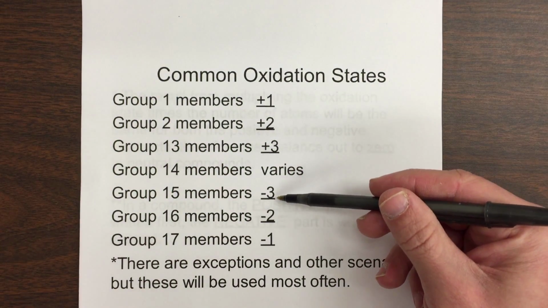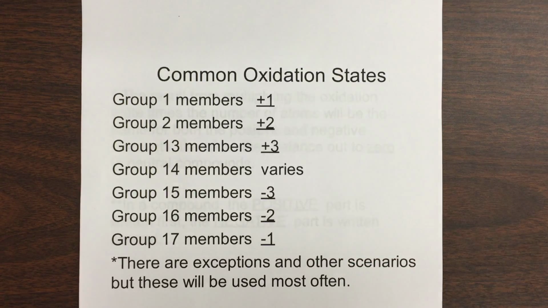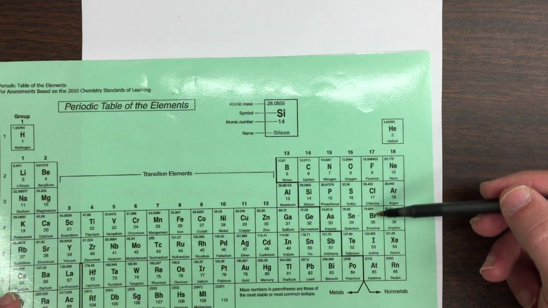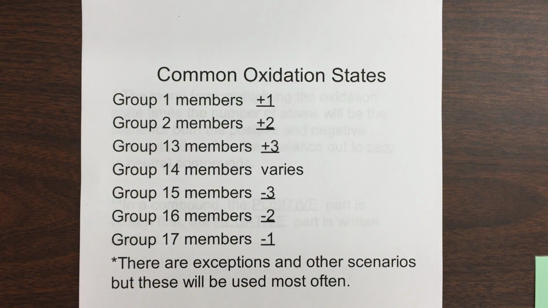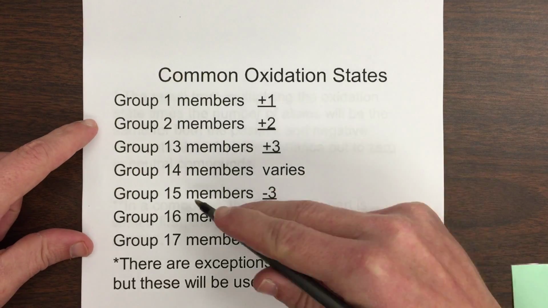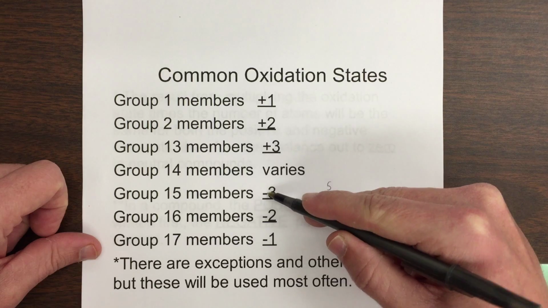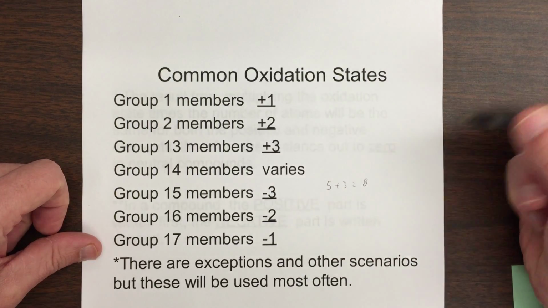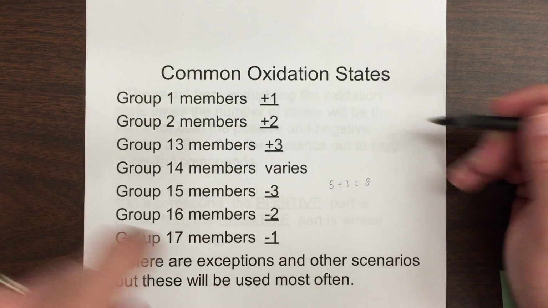Once we get to the other side, though, for groups 15, 16, and 17, this is where our nonmetals are located. And as you know, nonmetals want to gain electrons. They have a much higher electronegativity, and they're closer to getting up to 8 than they are getting down to 0. So group 15 members have 5 valence electrons. So they're going to gain 3 more to get up to their 8. Just like group 16 with 6 will gain 2, and 17 will gain 1.